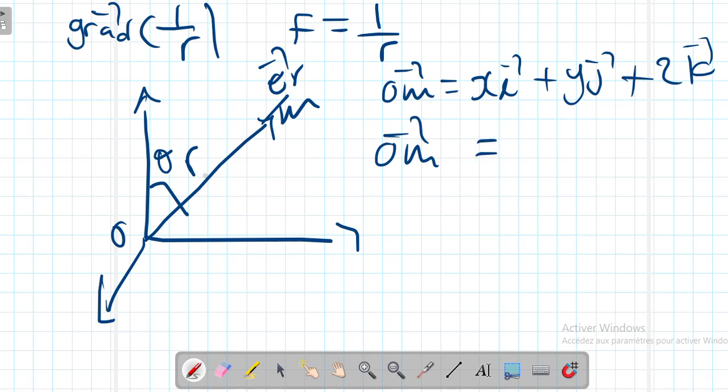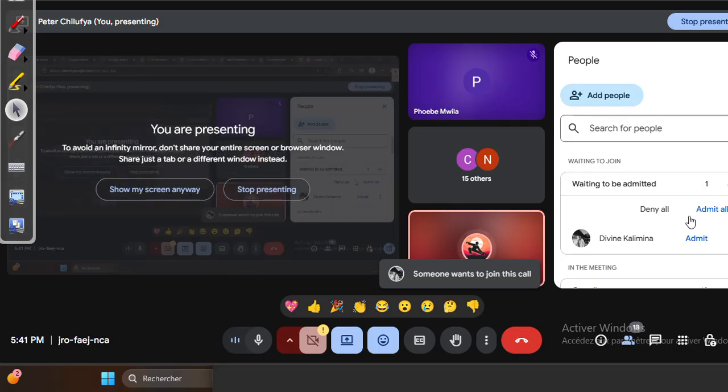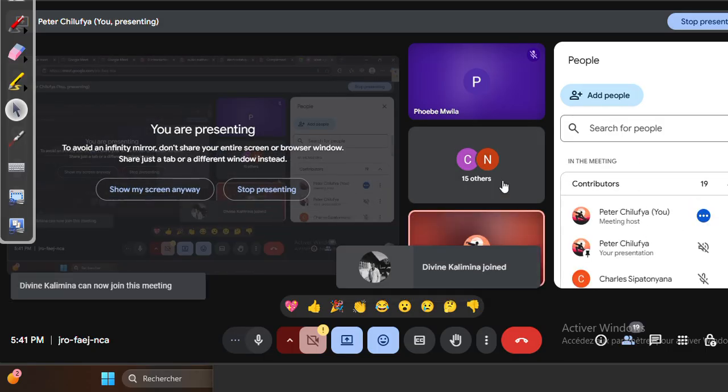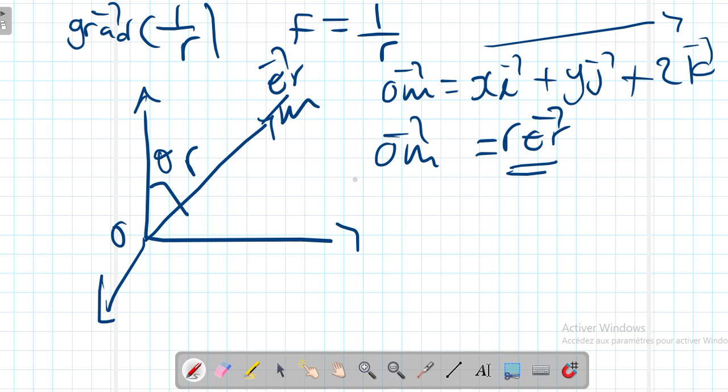So you're just going to say OM, I've got the magnitude r and the unit vector er. So this is how I can express it. As you can see, OM is a long expression in the Cartesian coordinate system, but a very short one in the spherical coordinate system, which means that working with the spherical coordinate system will be easier than working with the Cartesian coordinate system. So that's one advantage of knowing each coordinate system.